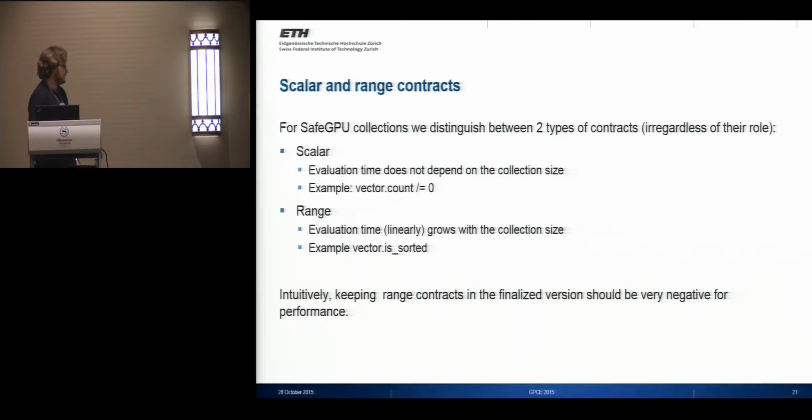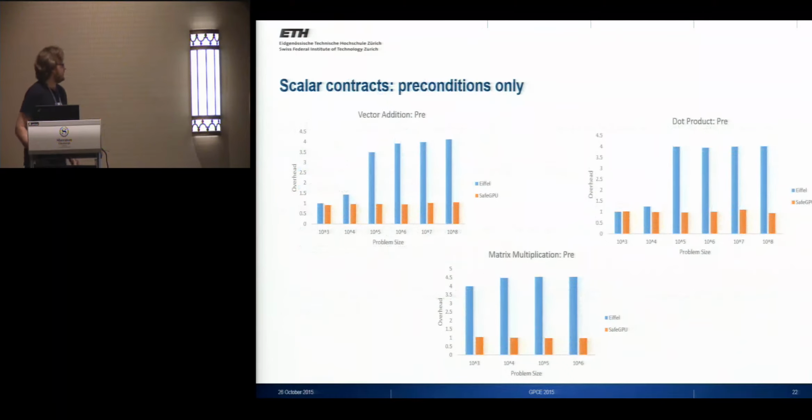The intuition is that keeping range contracts in the finite version should be very negative for performance because you have to do more and more work. So now I will present you a set of benchmarks with these overheads. First, we take a look at programs with scalar contracts. Then we take a look at programs with range contracts, and we'll see the overhead.